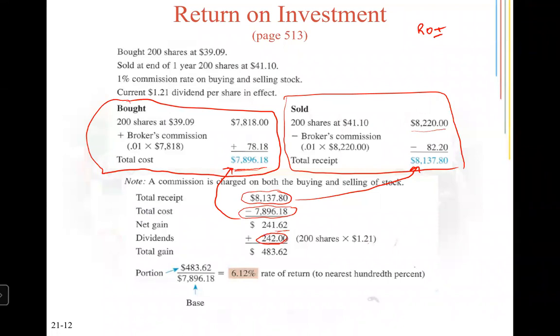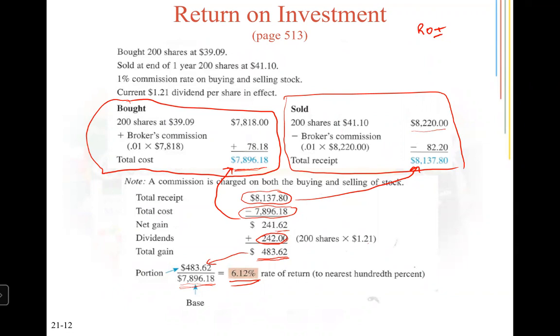And you add the 241 plus the 242. And so in total, your gain was $483.62. And so you put that on top of the amount that you actually paid for the shares, which was $7,896.18. When you work that out as a percentage, you get 6.12%. Okay, so that would be your percentage profit on that investment, your return on investment.